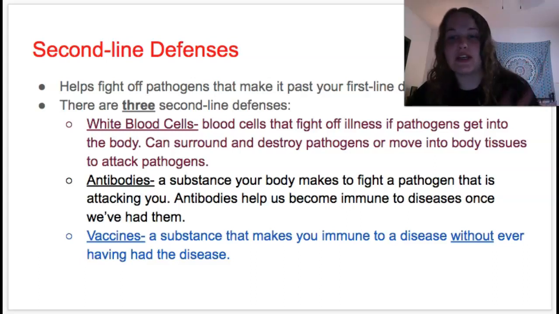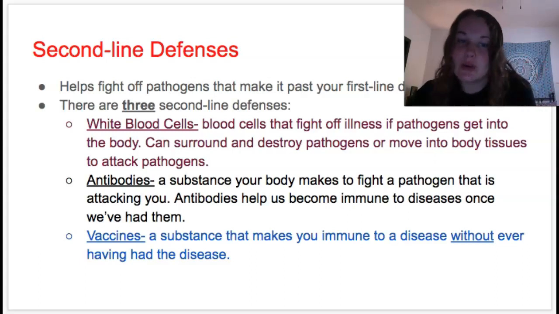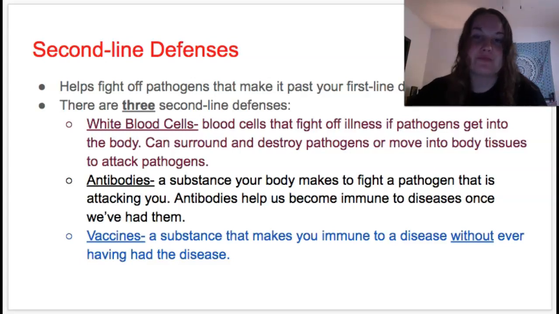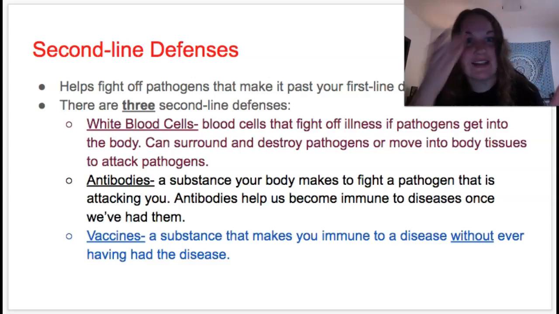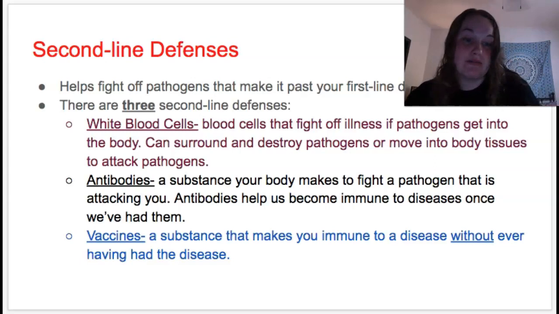And then number 3, one most of us are familiar with, vaccines. They're substances that make you immune to a disease without ever having the disease. So, for instance, tetanus. I've gotten a couple of tetanus shots, and that helps prevent me from getting the pathogen or the disease of tetanus should I ever get it. But I've never had it, but I am theoretically immune to it.